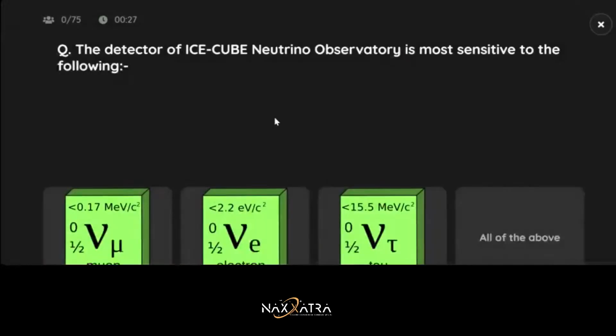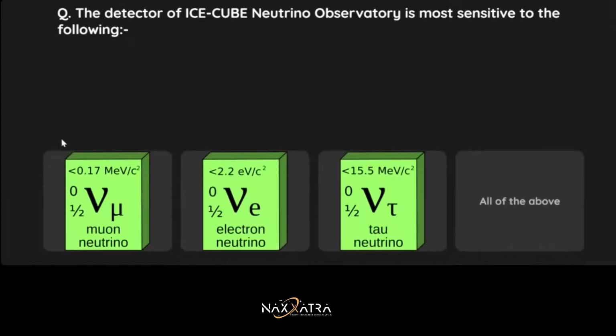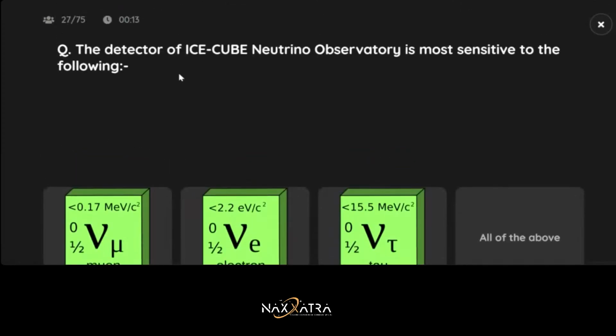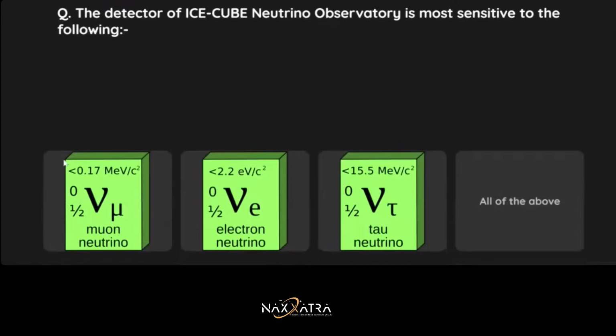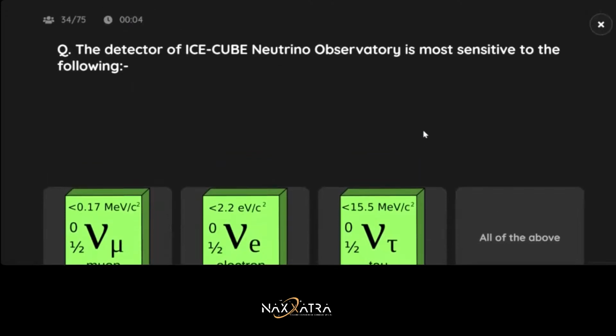The question is, which detector, the detector of the IceCube Neutrino Observatory, is most sensitive to the following? So which neutrino is easily detected, or IceCube detects this neutrino easily, or it is sensitive? So which is that?